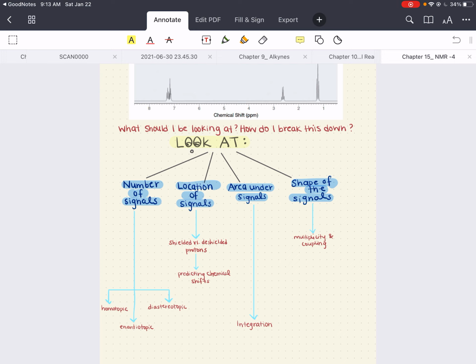Now, the third thing that we're going to look into is the height of signals or the area under signals. This is going to describe the relative ratios of each type of hydrogen. And then the last thing we're going to cover is spin splitting or multiplicity. This is going to describe how close or far the different hydrogens are to each other. So let's go through these one by one, starting off with the number of signals.